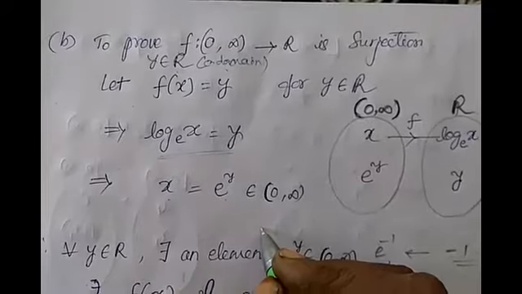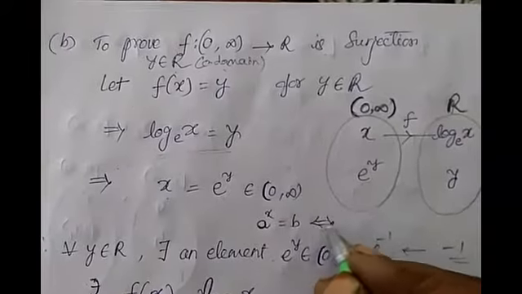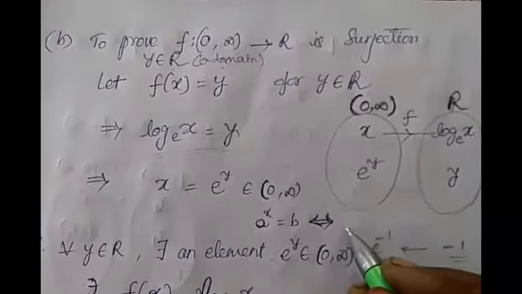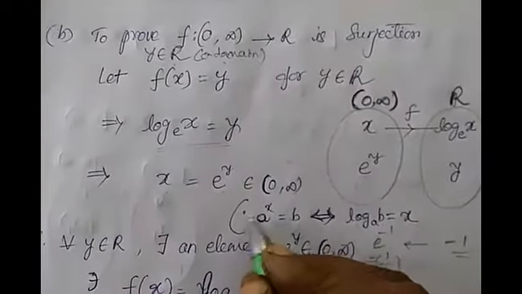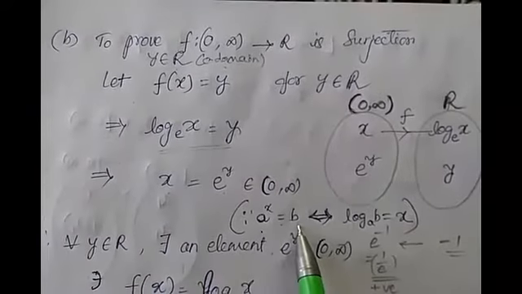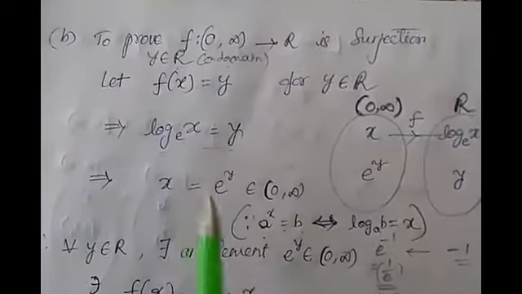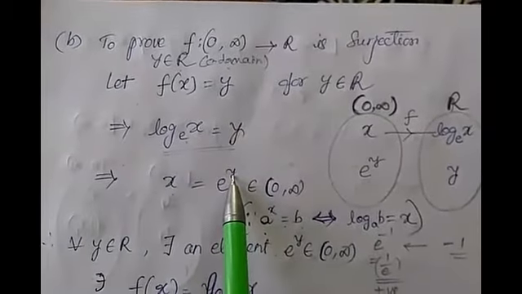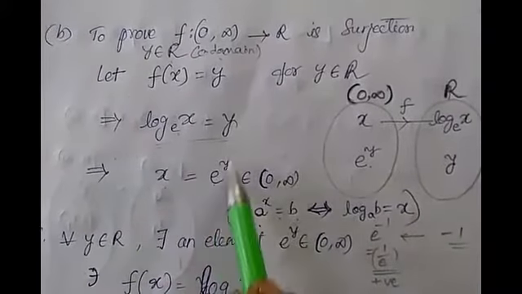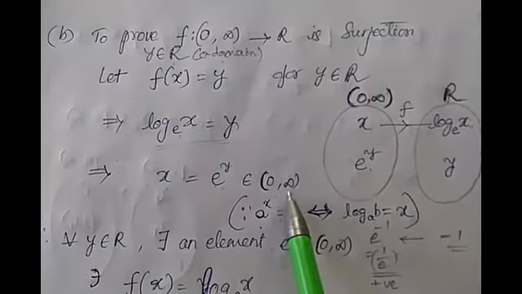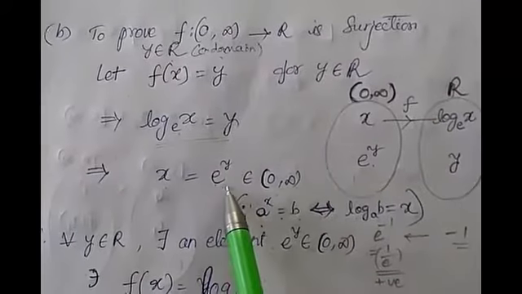We know that already: a power x is equal to b implies and is implied by log b base a is equal to x. By using this formula, here the base is e, so x is equal to e power y. Understood? Since x belongs to the real number set, e power y also belongs to the open interval 0 comma infinity. Since x is an element in the domain, e power y is also an element in the domain.